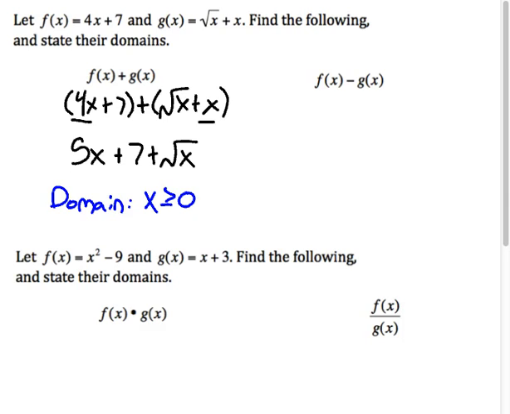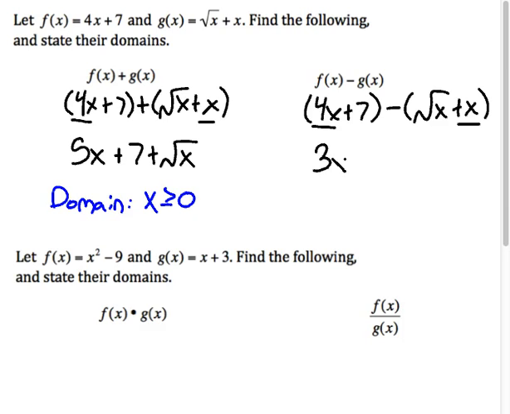What about my next one? Subtracting the 2. So 4x plus 7, this time minusing the square root of x plus x. Well, again, like terms, 4x minus x is going to give me 3x. Still have that plus 7, this time minusing off the square root of x. Remember, we can only combine like terms, and those are the only like terms that we've got.